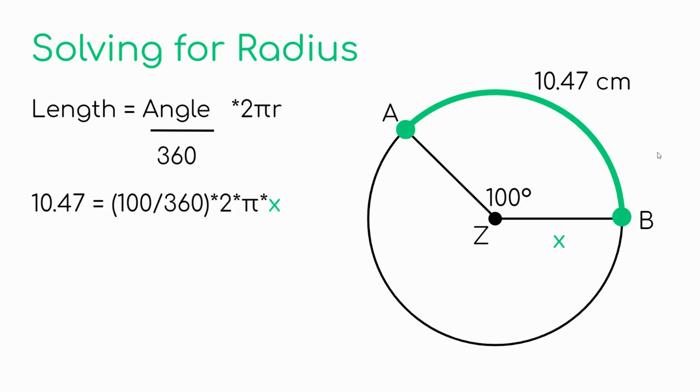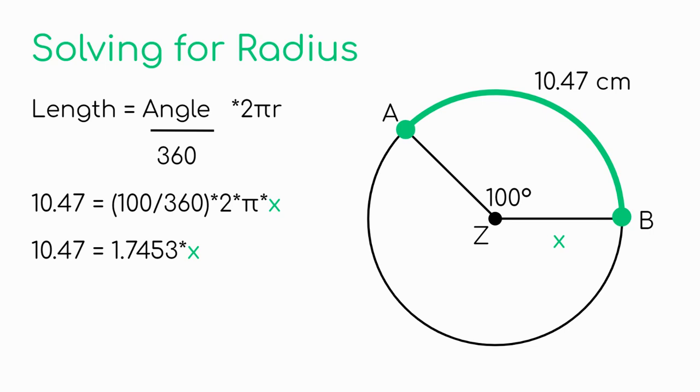I'm going to go ahead and plug in what I know. 10.47 is the length, 100 is the angle, x is the radius. So I'm trying to solve for x. X is over here. I put it in green so you can see it. Then I have all this extra stuff I want to get rid of. So what I'm going to do first is plug this into my calculator. 100 divided by 360 times 2 times pi. All right, hopefully you got about 1.7453. You probably got a really long answer, a lot of decimal places.